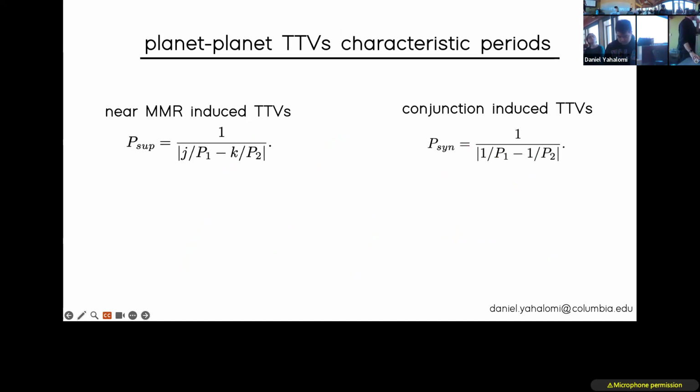Okay, so the main takeaway from that is that planet-planet TTVs have two characteristic periods. Near mean motion resonance induced TTVs have the super period, and conjunction induced TTVs have a characteristic period of the synodic period.